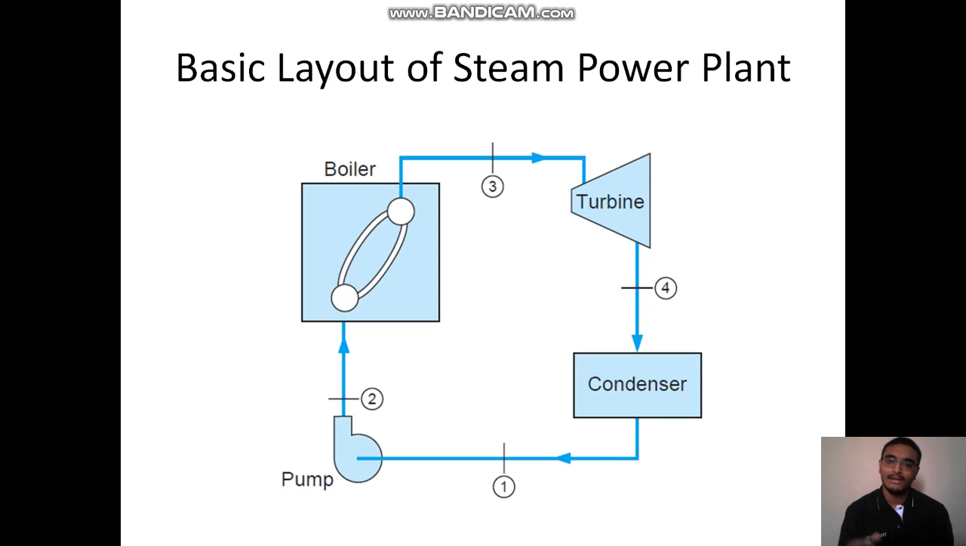As you see on the screen, this is the basic layout of the steam power plant. The boiler heats up the water which comes from the pump. The boiler heats the water to steam and this steam goes to the turbine. In the turbine, the steam rotates the shaft which turns the generator and produces electricity. Finally, this steam has to be condensed with the help of the condenser and comes in form of the water and is given out.